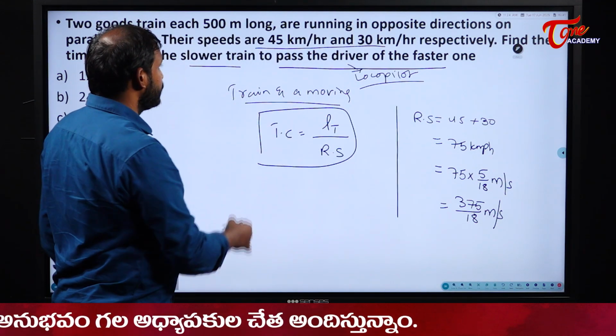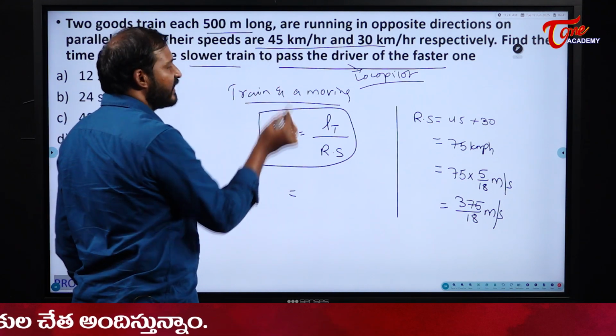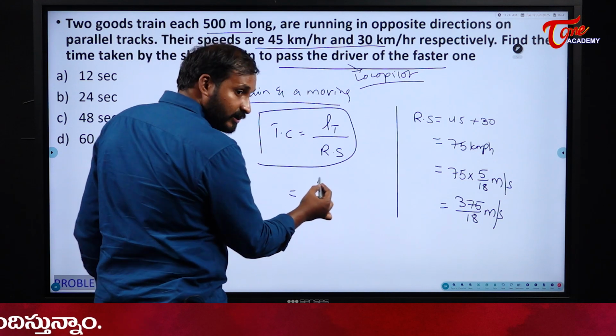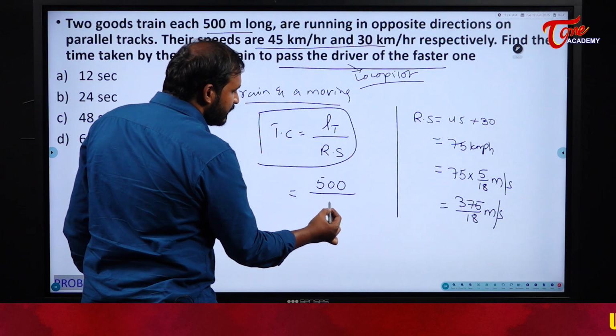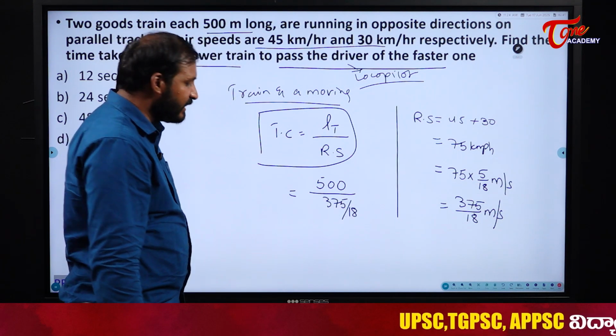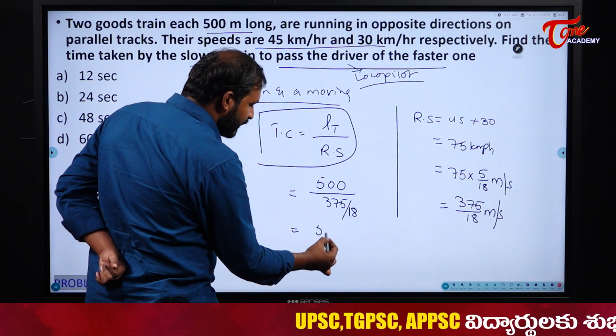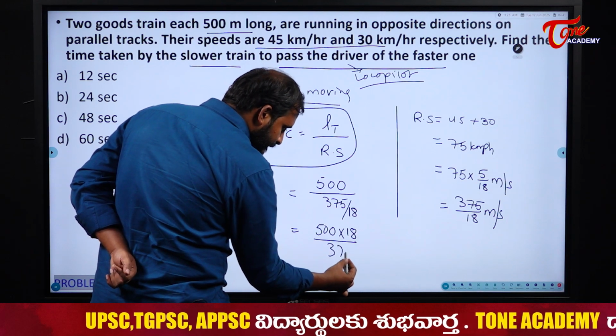Now simply I will substitute here. Find the time taken to cross. The length of the train is what? Each train is 500 meters. So what is the relative speed here? 375 by 18. So what does it become, students? 500 into 18 by 375.